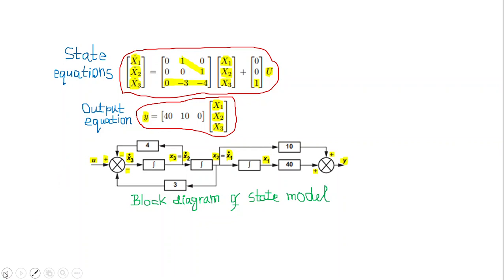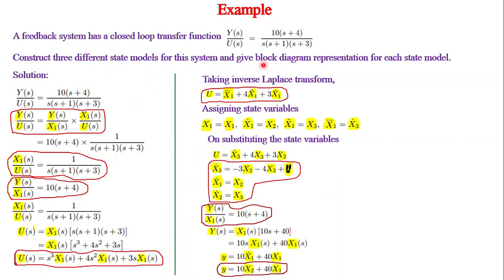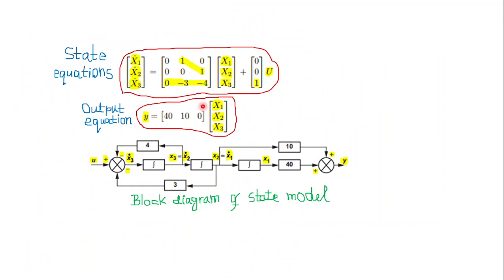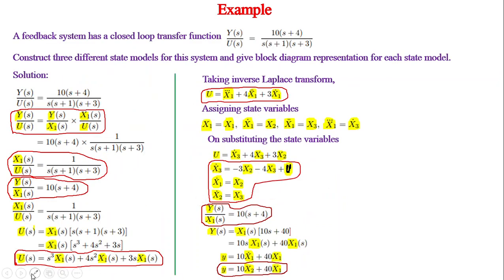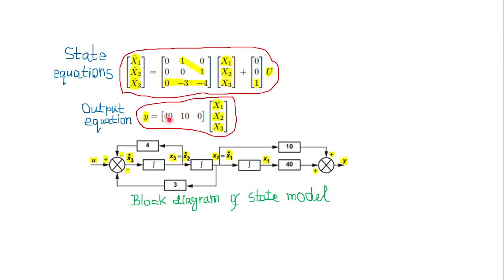So if you compare this and expand, s square plus 4s plus 3 into s gives s cube plus 4s square plus 3s. So 4s square plus 3s plus a constant term of 0. So 4, 3, 0 written in the reverse order, so 0, 3, 4 with minus sign. Same thing. So y is 40x1 plus 10x2.